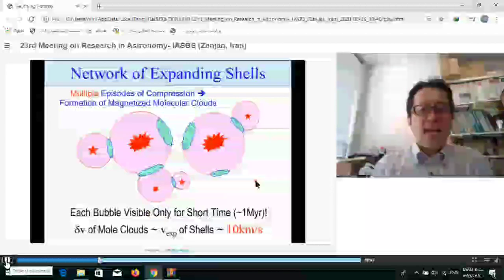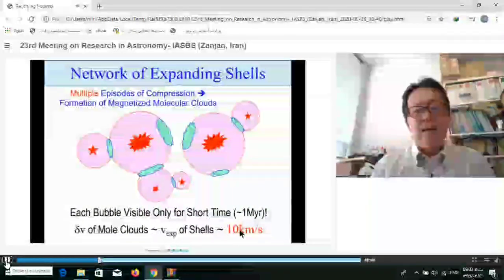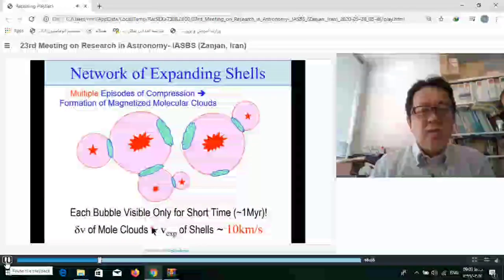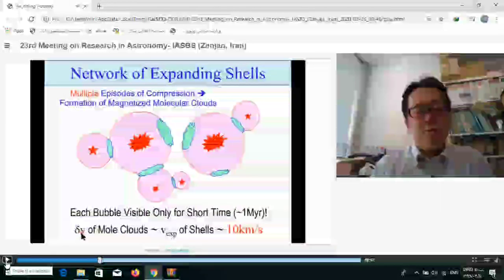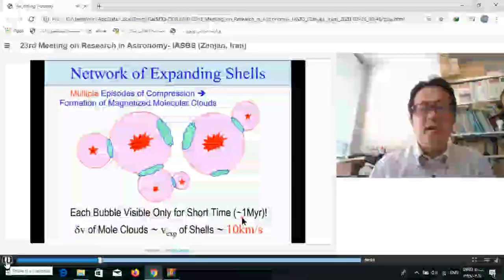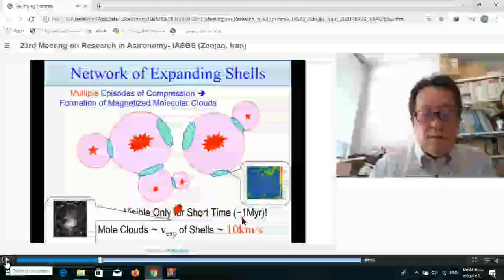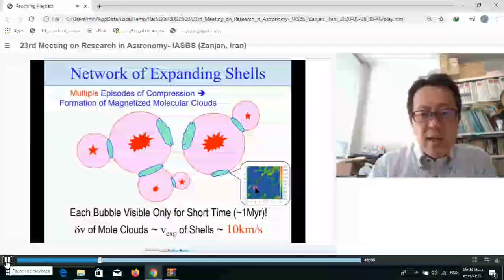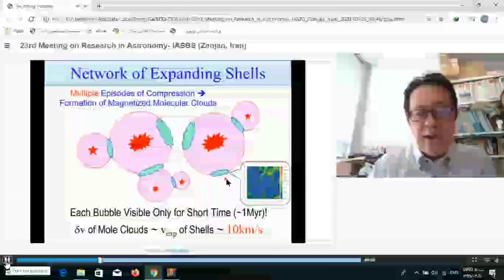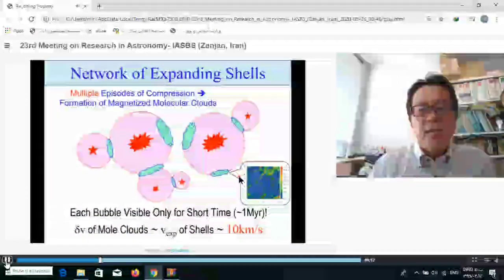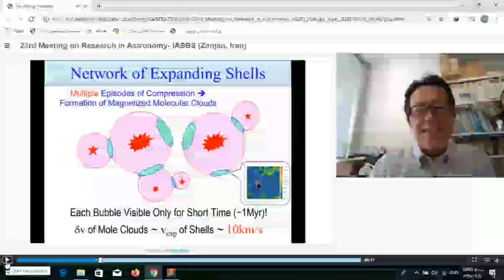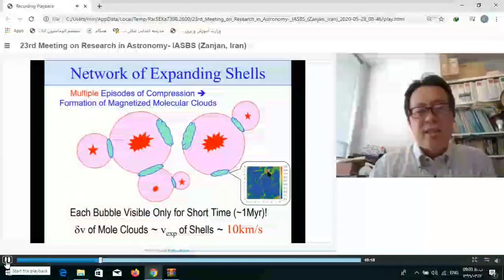Because the expanding velocity is on the order of 10 km per second, the cloud-to-cloud velocity dispersion should be on this order. And we can expect star formation to start even in this faint molecular cloud, once the line mass per length of the filament exceeds the critical line mass.